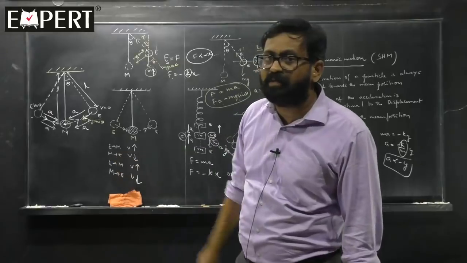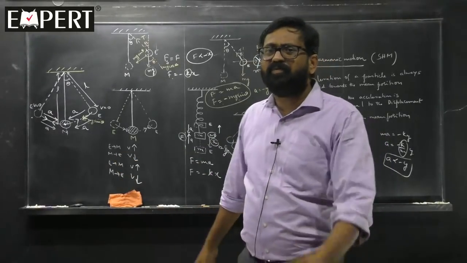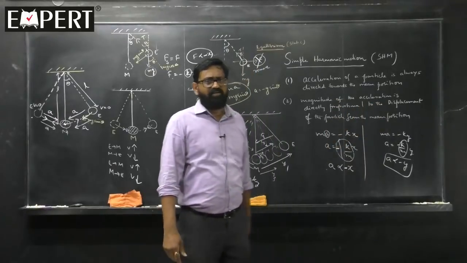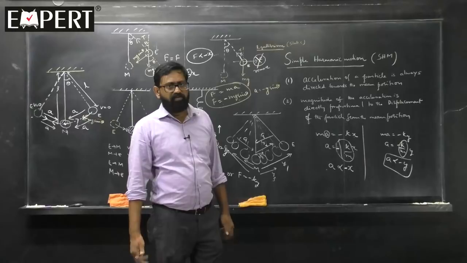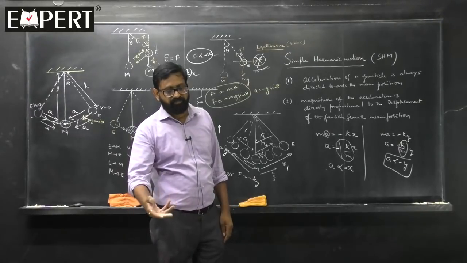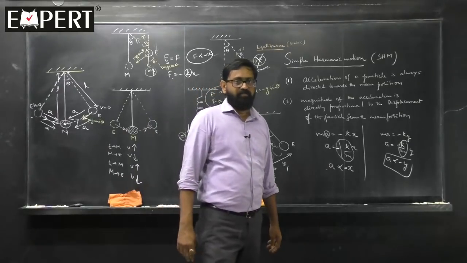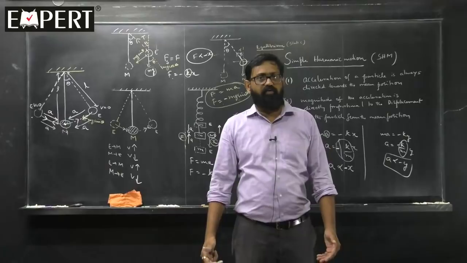When the bob is at the mean position, what is the value of g sin theta? 0. What is the displacement? 0. The second condition is very much clear now. Magnitude of the acceleration is directly proportional to the displacement of the particle from the mean position. When the displacement is maximum, acceleration is also maximum. When displacement is 0, acceleration also becomes 0. I hope you are able to follow.